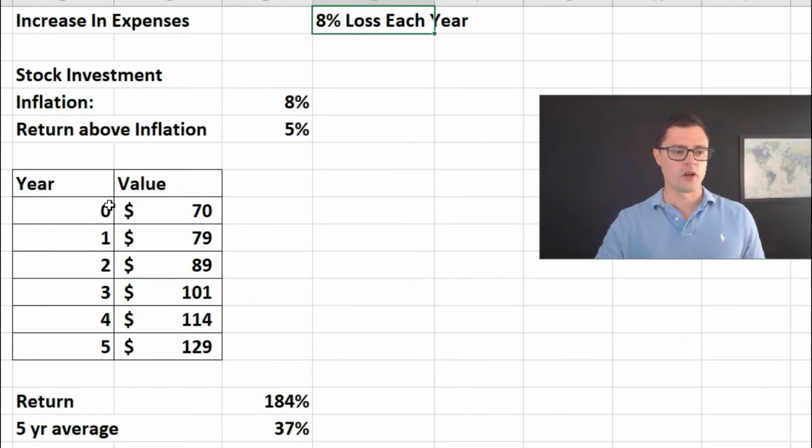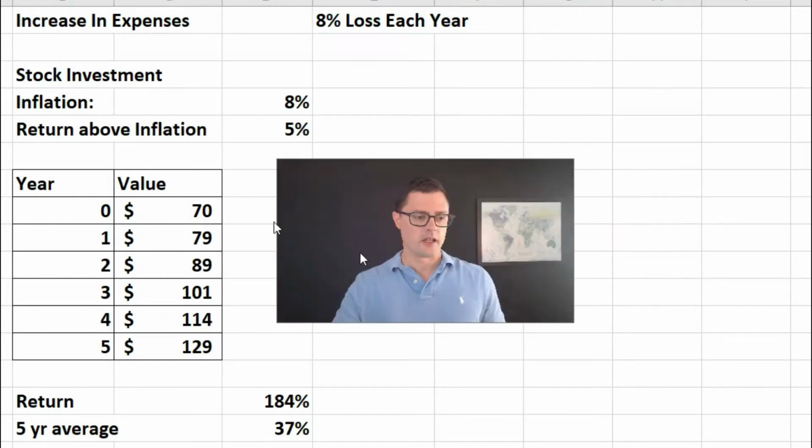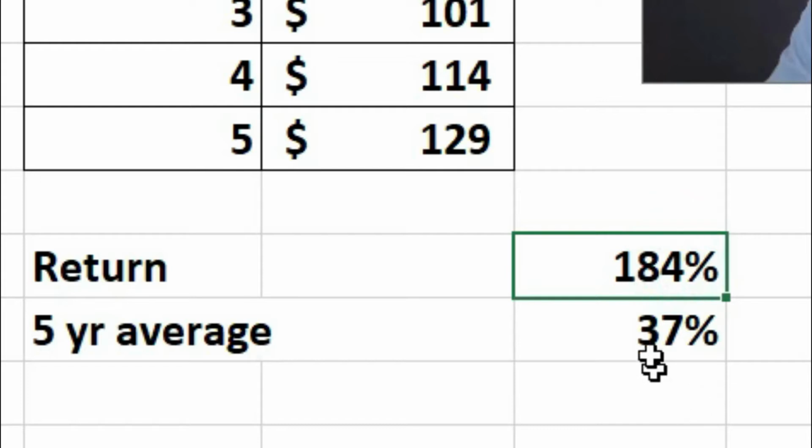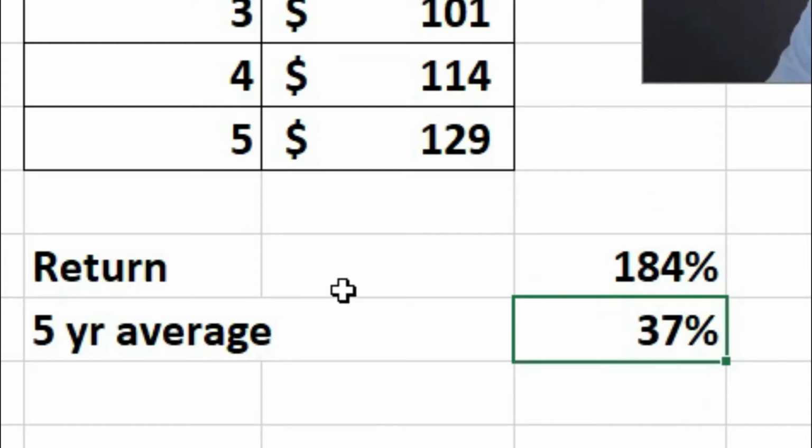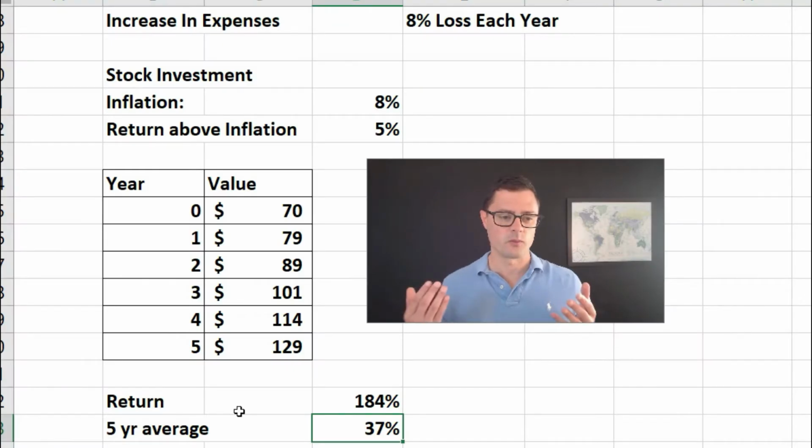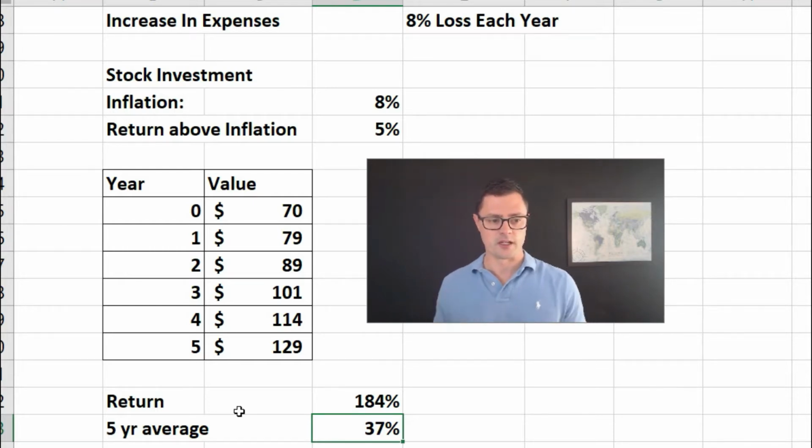So next we're going to talk about a better scenario, which is investing in the stock market. And we look at inflation at 8%, and let's just say the stock market returns 5% above inflation, which historically is about the average. Here we can see we're going from 70 to 129,000. The return over 5 years is 184%, averaging 37% over 5 years. But really, in fundamental dollars, it's a 5% return on your money year over year.